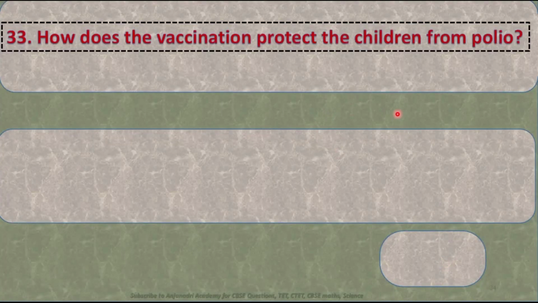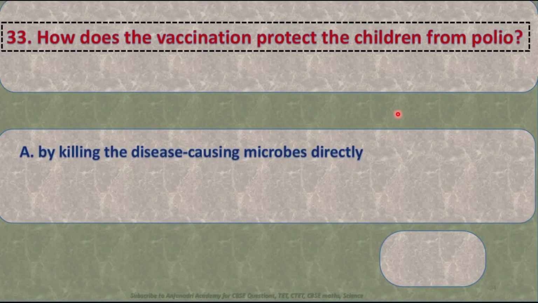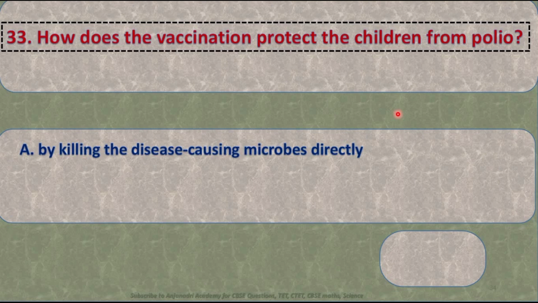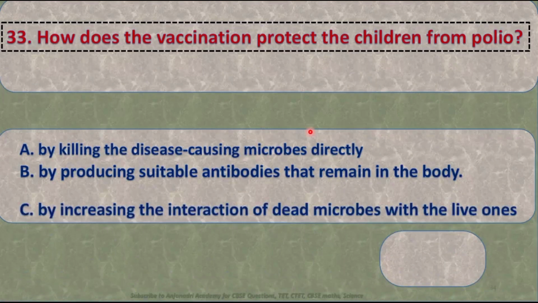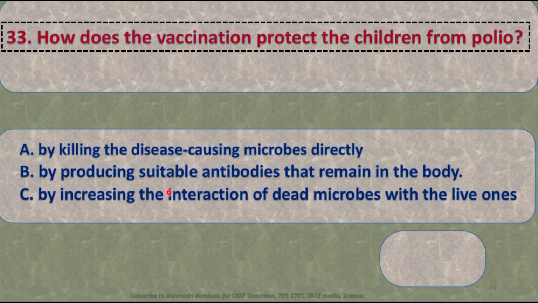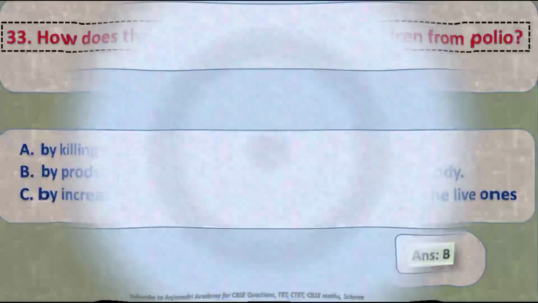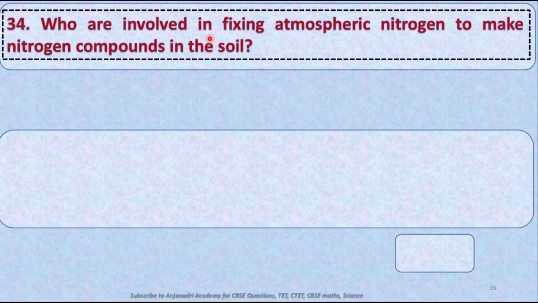The next question is, how does the vaccination protect the children from polio? By killing the disease causing microbes directly, by producing suitable antibodies that remain in the body, by increasing the interaction of dead microbes with the live ones. The correct answer is option B, by producing suitable antibodies that remain in the body. Let us move to the next question.